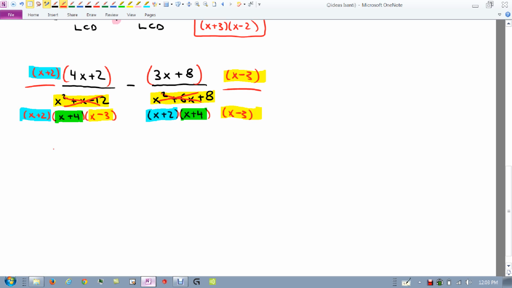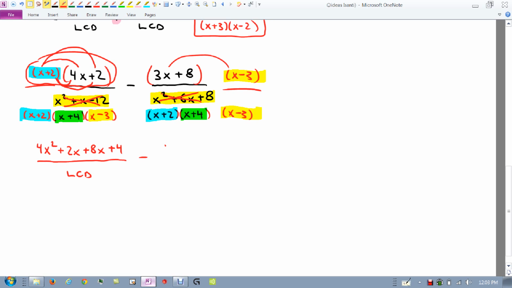So my top looks like this. These two, which I will multiply out by doing FOIL, 4x squared plus 2x plus 8x plus 4 over my LCD, minus over here the same thing, 3x squared minus 9x plus 8x minus 24 all over my LCD.